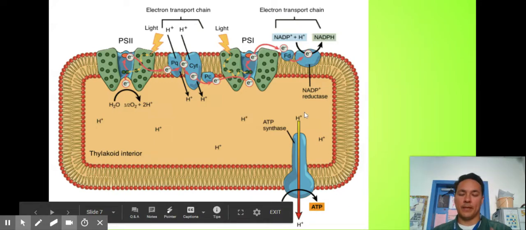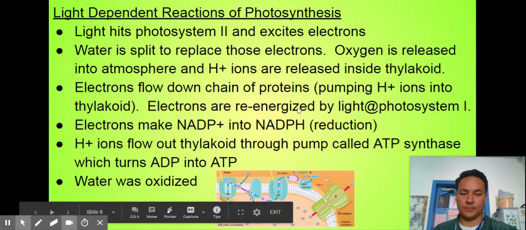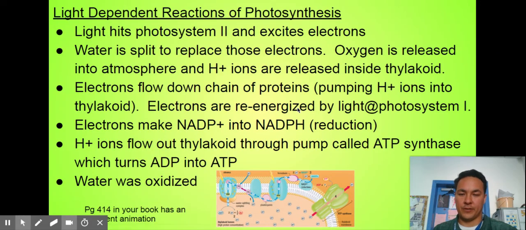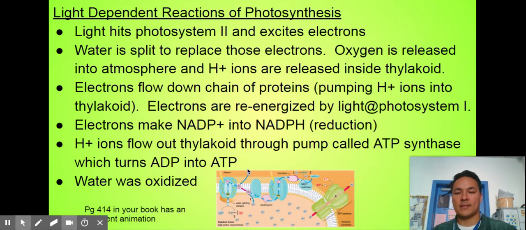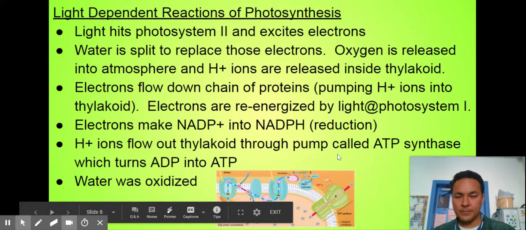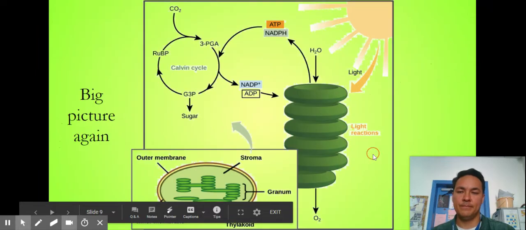So what is the big picture here? The big picture is that we made NADPH and ATP. Through this process, we had to have water. That water was broken down, and it releases oxygen into the atmosphere, which gave us the oxygen we can breathe. I would encourage you to go to page 414 in your book and to do the animation in this with your eyeball and to challenge yourself to model.